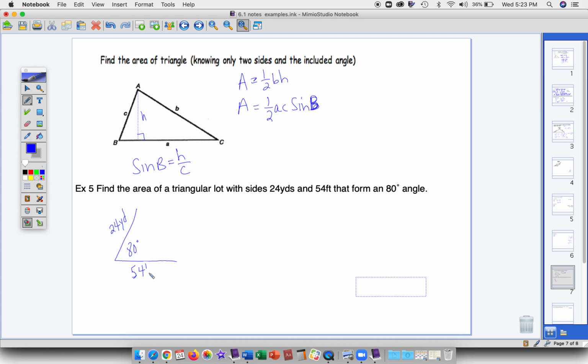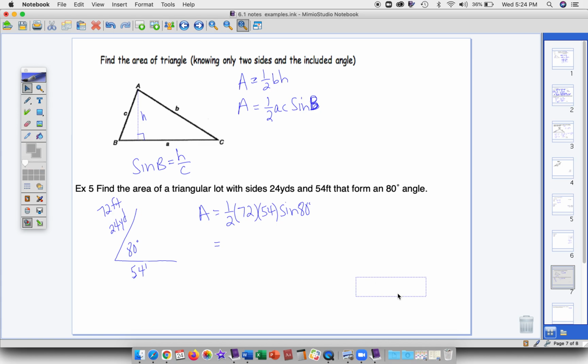Now look at this. Here's the tricky thing here. I have different dimensions, right? I can't multiply yards times feet, so we've got to convert one of them. Either of these actually could be easily converted. I forget what my answer is in, but usually we convert the larger of the dimensions. That's usually easiest. There's 3 feet in the yard, right? So 24 times 3 gives me 72 feet. So for area, I'm doing 1/2 72 times 54 times the sine of 80 degrees.